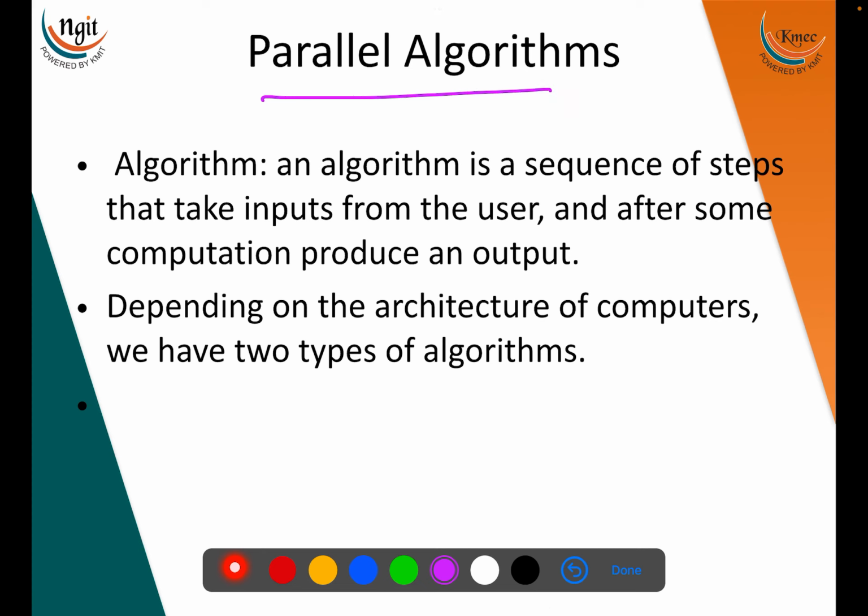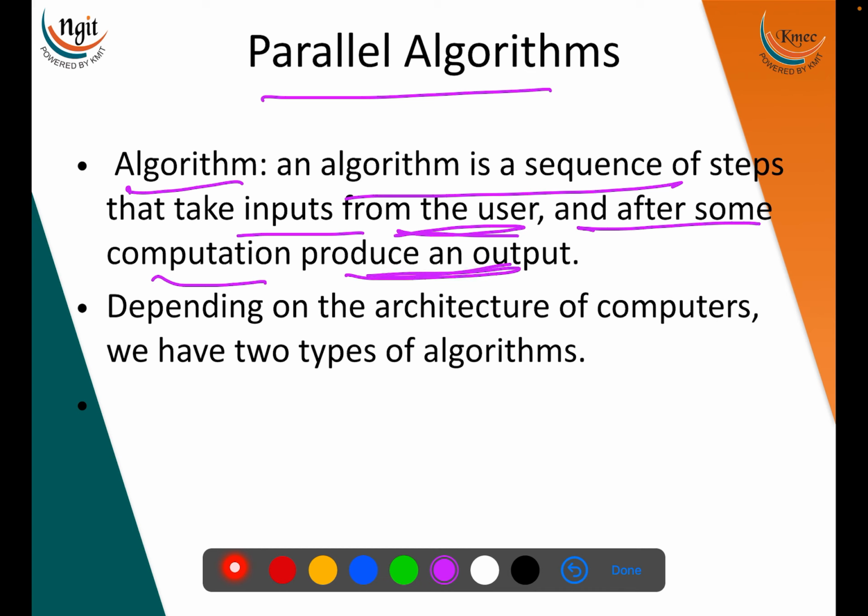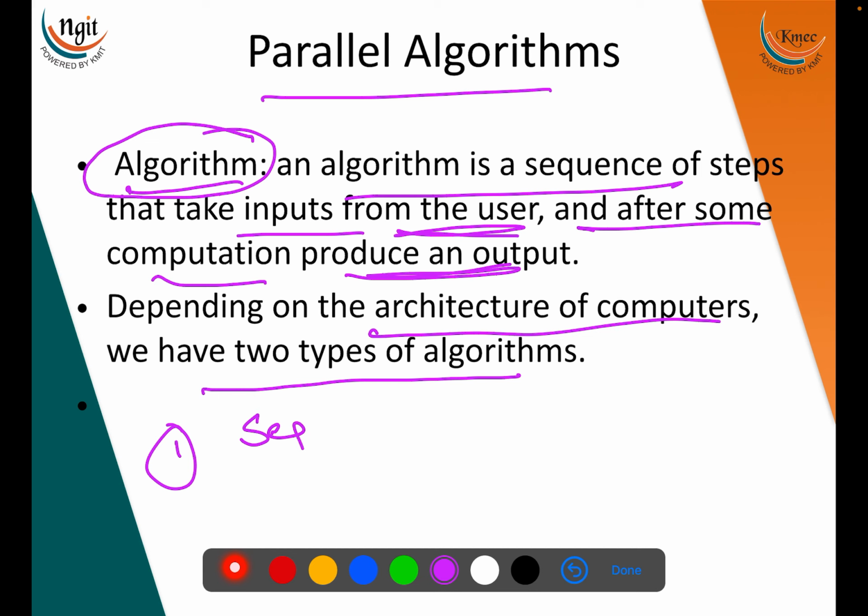Before we talk about parallel algorithms, let's talk about what an algorithm is. An algorithm is a sequence of steps that takes inputs from the user, and after some computation it produces an output. This is the general definition of an algorithm. How many ways can I write an algorithm? It depends upon the architecture of computers. Depending upon the architecture, we can write an algorithm in two ways. One way is the sequential algorithm. The second way is the parallel algorithm.